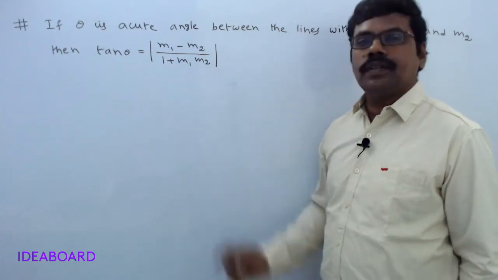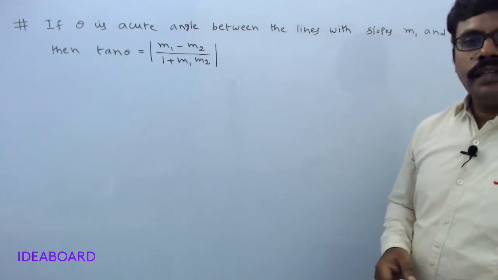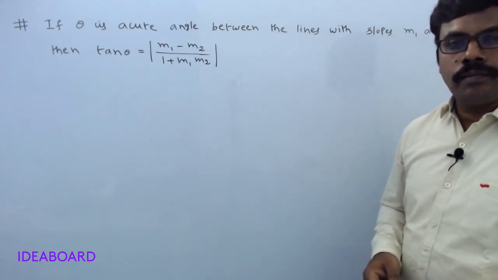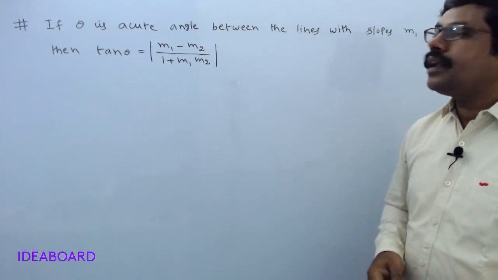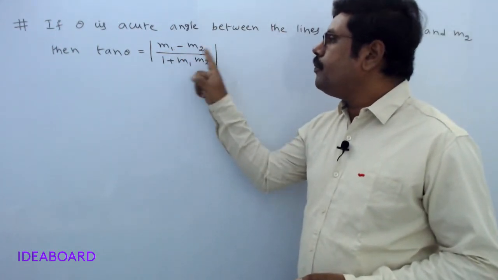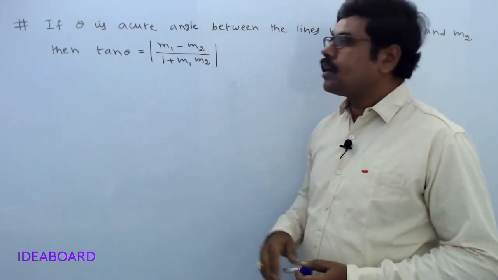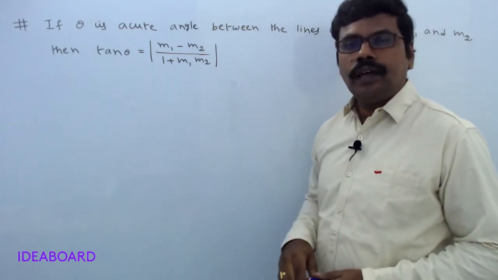Now see the statement once again. If theta is the acute angle between the lines with the slopes m1 and m2, then tan theta equals modulus of m1 minus m2 divided by 1 plus m1 m2. Now see the proof of this formula.